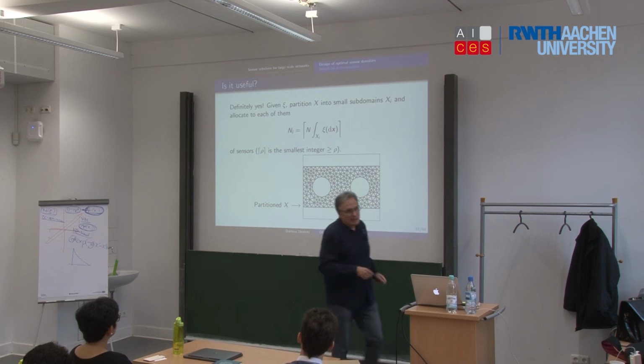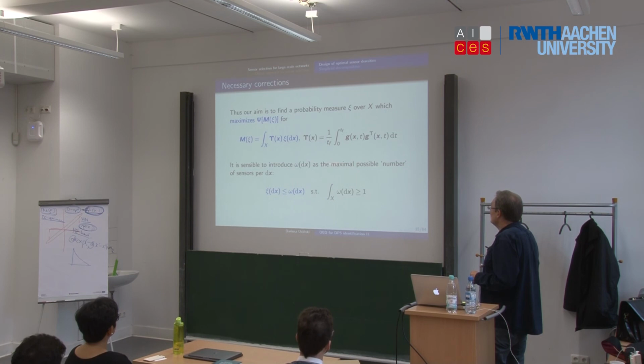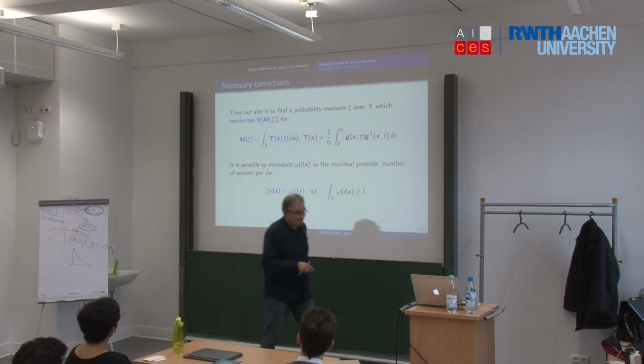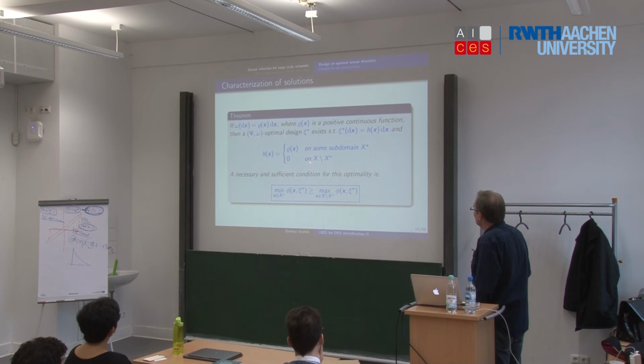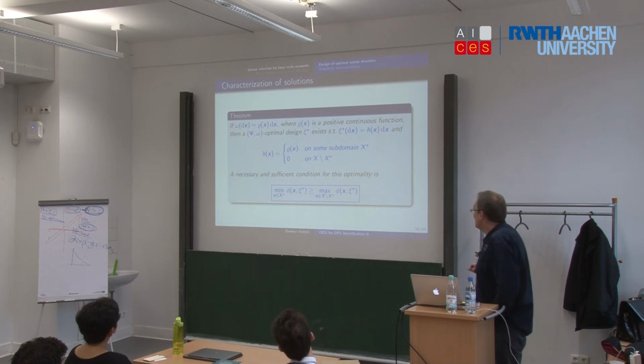So in order to complete the formulation, we should introduce a maximal possible number of sensors, a maximum possible sensor density. This is represented here by a probability measure omega. So this probability measure is most often represented by density rho. This can be interpreted as a maximal spatial density of active sensors. Some optimality conditions can be formulated here.